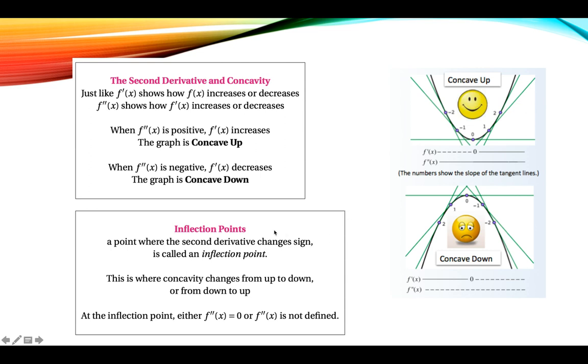Down here, inflection points. So a point where the second derivative changes sign is called an inflection point. And there is a concavity change from up to down or from down to up. So it'll kind of be like a wiggle in it. So here's concave up, here's concave down. So if it switches, it's going to wiggle and start having the opposite concavity. At the inflection point, either f double prime of x is 0 or f double prime is not defined.